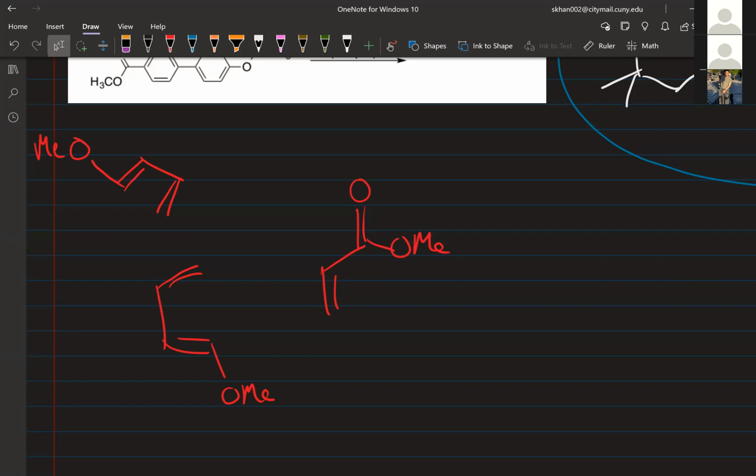Partial positive and partial negative. Right, so we have an unsymmetrical diene and an unsymmetrical dienophile, right? Which means that there's going to be one part of it that's going to be favored over the other, or more electron rich, right? So in the diene, I label this 1, 2, 3, 4. Which carbon do you expect there to be the most electron density?